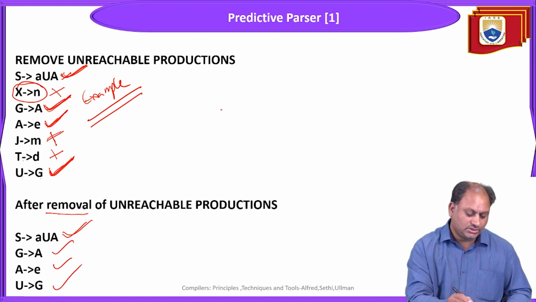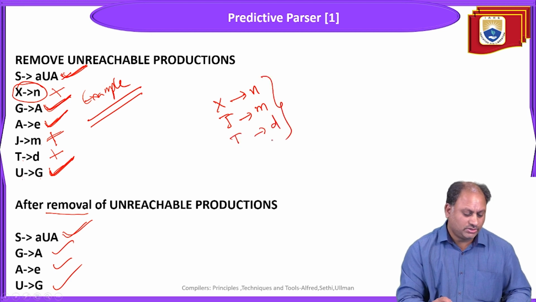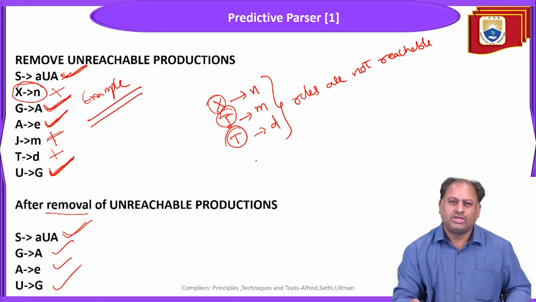And what are the remaining cases? That is capital X derives N, the second one is capital J derives small m, and the third one is capital T derives small d. So out of the given 7 rules, these 3 rules are not reachable. Why? Because the entries that are to be defined, capital X, capital J and capital T, are not used in further definitions on the right hand side of the non-terminal cases for the remaining.